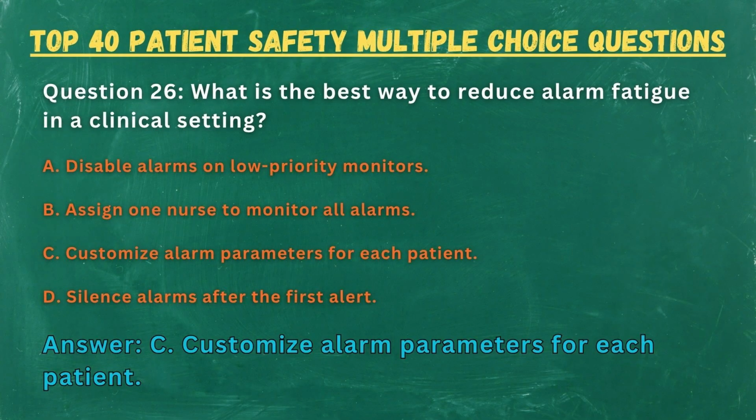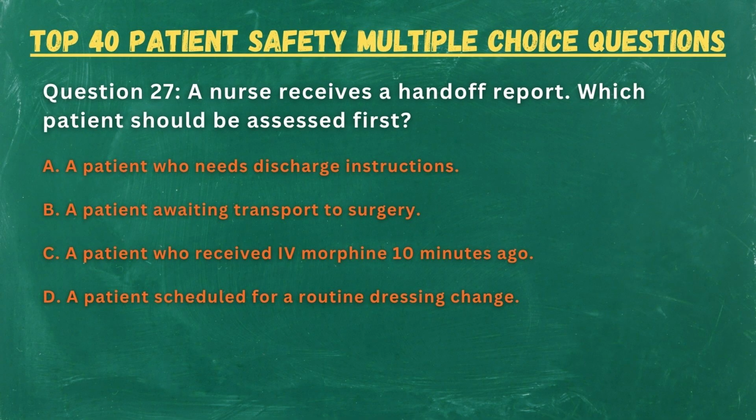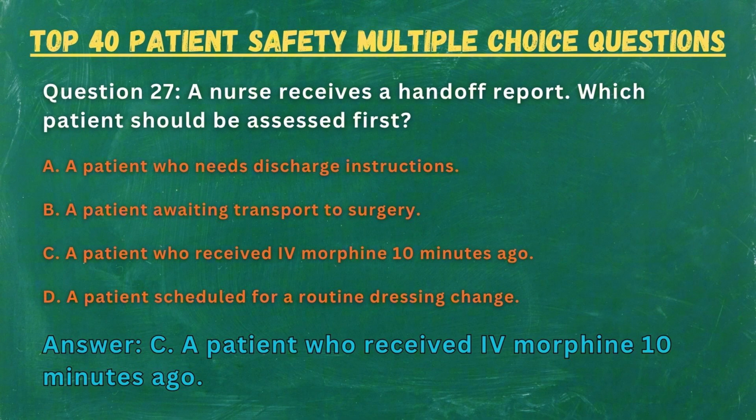Answer: C. Customize alarm parameters for each patient. Question 27. A nurse receives a handoff report. Which patient should be assessed first? A. A patient who needs discharge instructions. B. A patient awaiting transport to surgery. C. A patient who received morphine 10 minutes ago. D. A patient scheduled for a routine dressing change. Answer: C. A patient who received morphine 10 minutes ago.